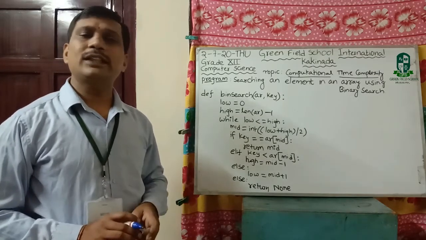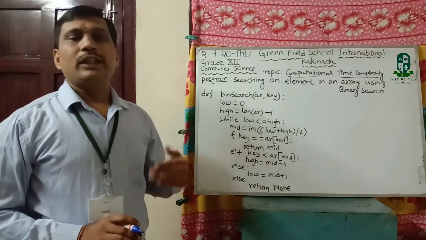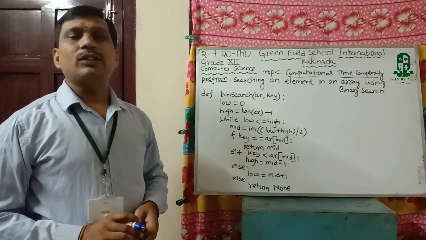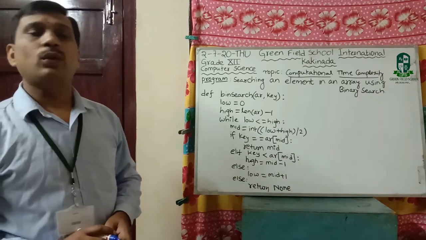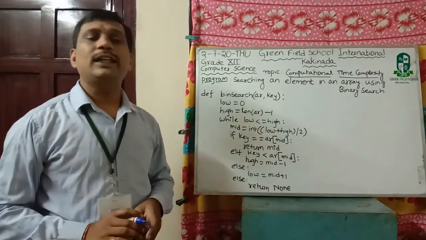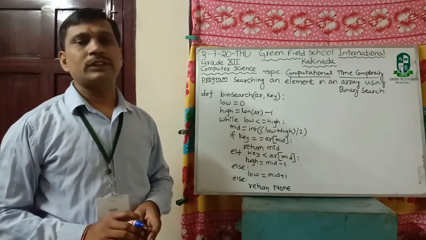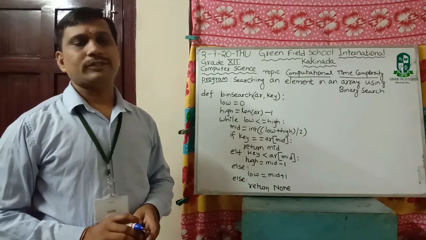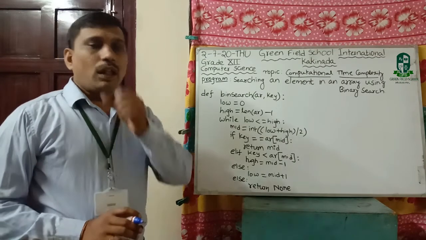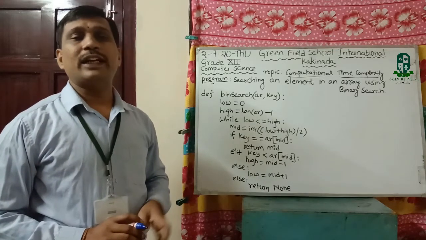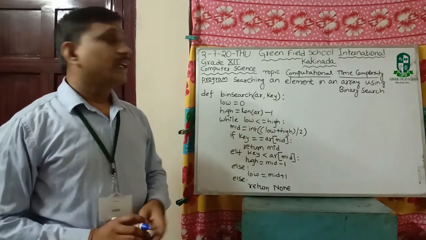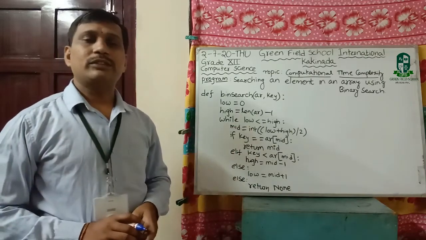Which one is the best one? In the first technique, the order of n is equal to n. In the second technique, the order of n is equal to root n. Which one is the least among these two? Root n is less than n. That's why the second technique is the best one. We decided this already in the previous class.